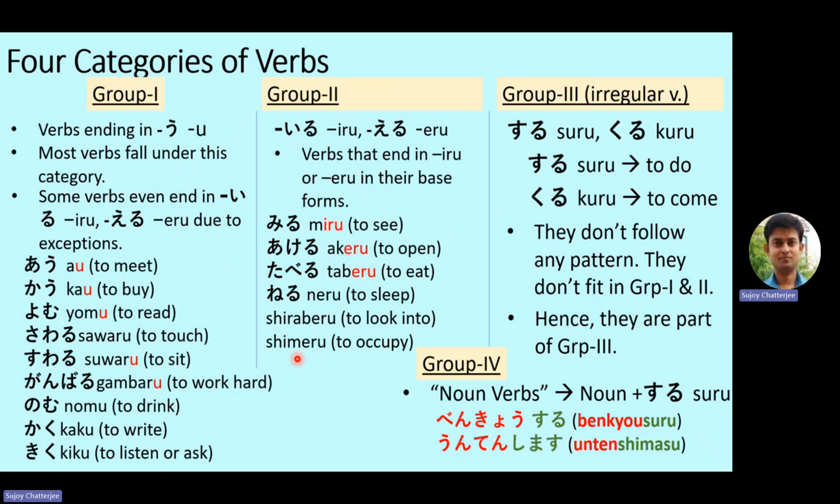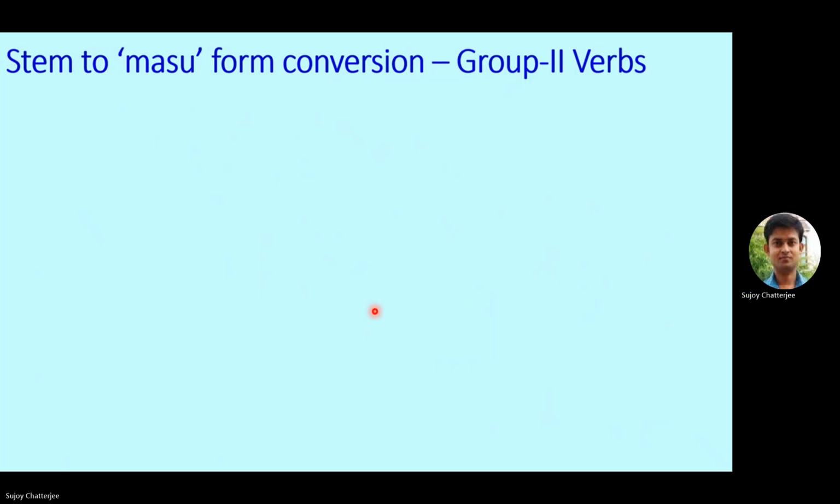So why did I recap here? Because we will now see for each of these groups how we can convert these base forms, because in this slide whatever verbs we have mentioned are all in their base forms like miru, akeru, kau, au. So how these will get converted to the mass form, we will see now. So basically the lesson begins now.